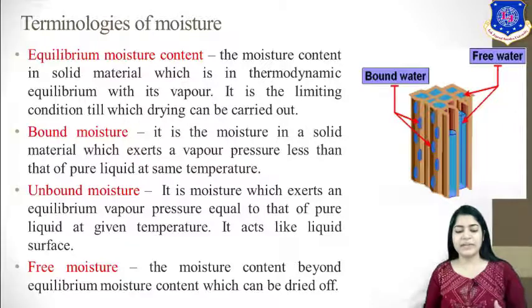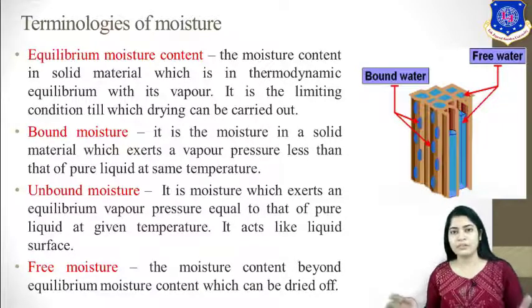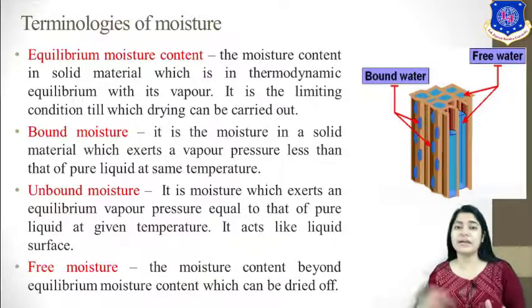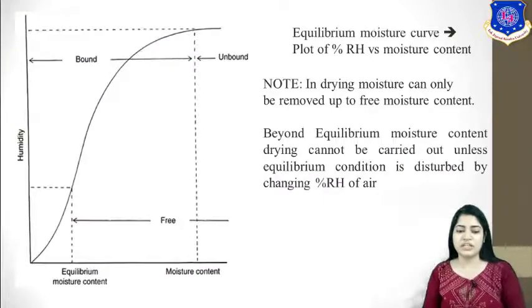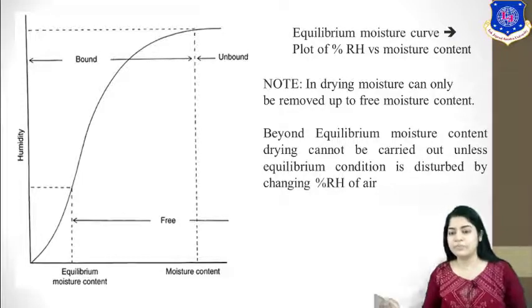The moisture content beyond the equilibrium moisture content which can be dried up. Overall, till equilibrium, that much amount of moisture which is present which can be dried up, that is your free moisture. So see here from graphical analysis, your equilibrium curve is what? It is a plot of your relative humidity versus moisture content, right? So that is your equilibrium moisture curve.